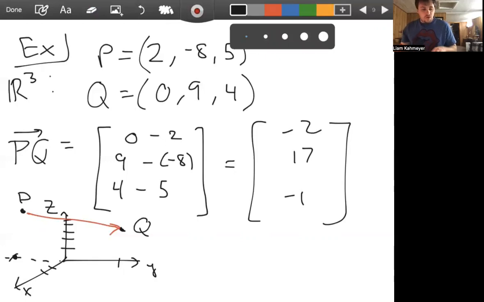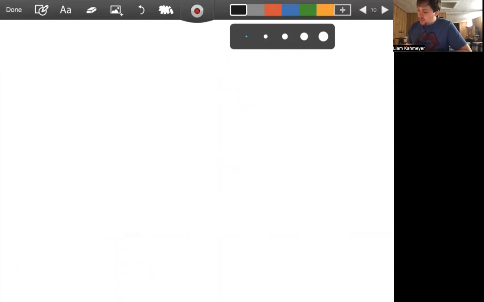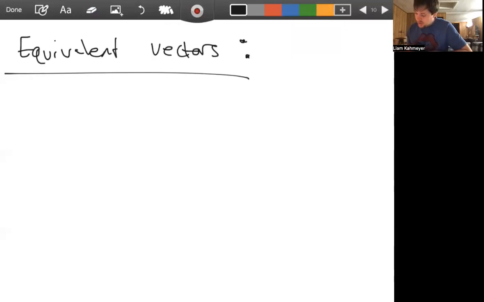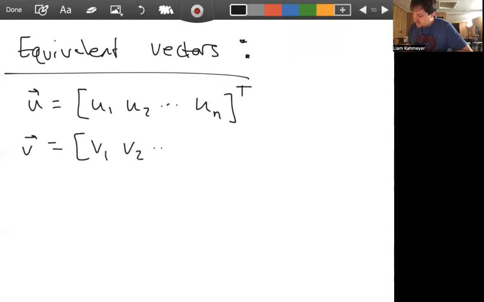Okay, so let's talk about some more types of vectors here. What's our notion of equivalent vectors? For equivalent vectors, let's say we have 2 vectors, U equals U1, U2, all the way through Un transpose, and V equals V1, V2, through Vn transpose, right? So these are still just column vectors in space.